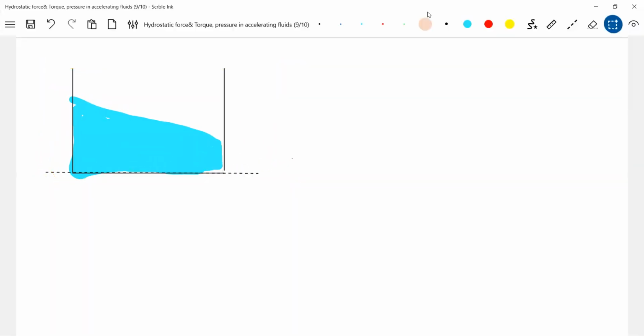Now look at this. This is accelerating. So let's analyze once the pressure at various points. This in fact is accelerating. I'm just interested in the pressure at all points on the free surface.